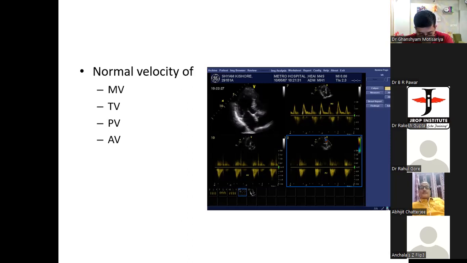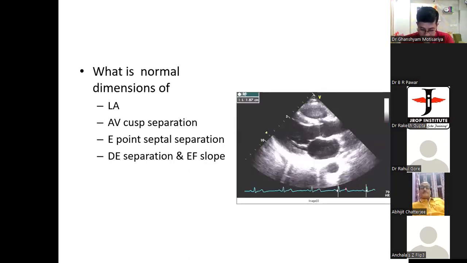We move on to Rahul Gore. What are the normal dimensions of LA? LA is less than 34 centimeters, sir. 39 millimeters, or 22 millimeters per meter body surface area. Remember, Rahul, write it down on a wall.